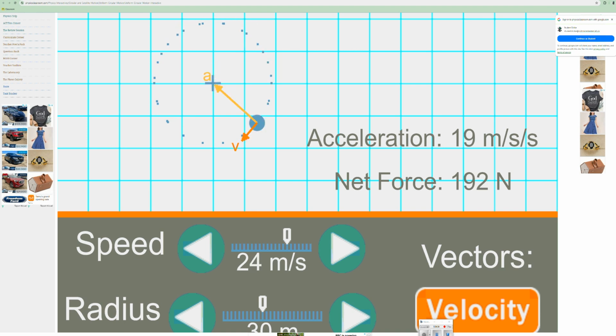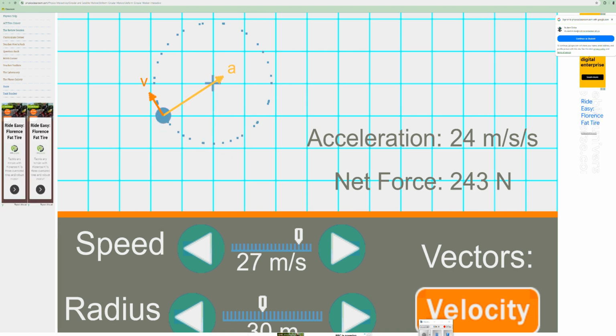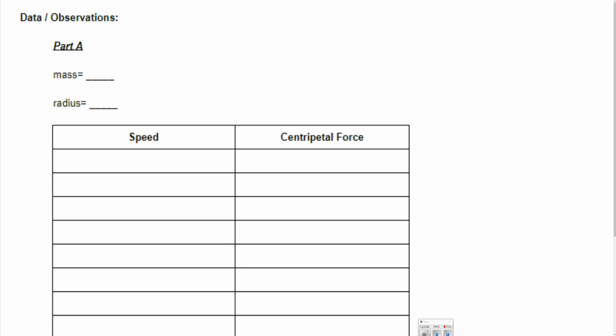So now my speed is different, and my centripetal force is different as well. It's 192 newtons. Change it again, 27 meters per second, 243 newtons, and so on and so on. 10 different speeds, 10 different centripetal forces. Now remember, you also need to record the mass, which is going to stay the same, and the radius, which is going to stay the same. Just don't forget your units.